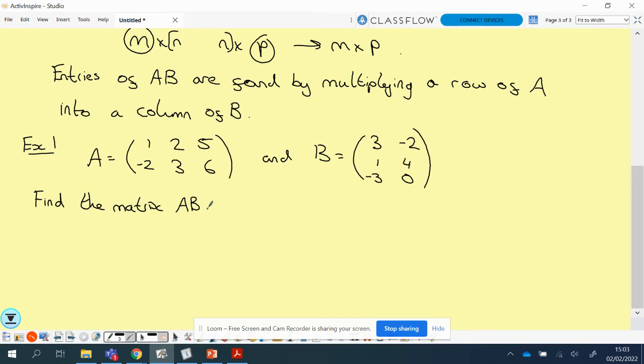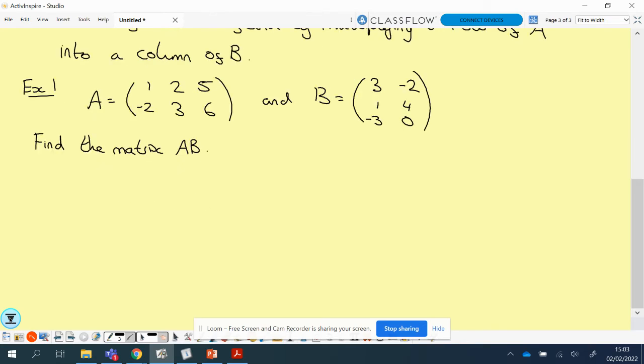So first of all, we need to check, can the matrices A and B multiply together? A is a matrix that has 2 rows with 3 columns, so A is a 2 by 3 matrix. B has 3 rows and 2 columns. The good thing is the two insides match, so we can multiply them together, and we'll end up with a 2 by 2 matrix as our answer.